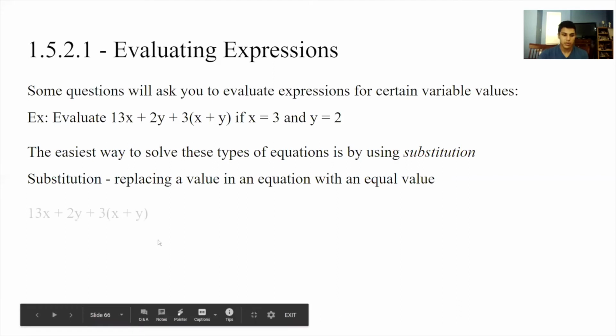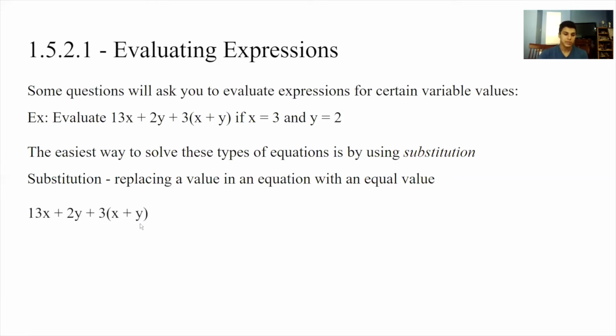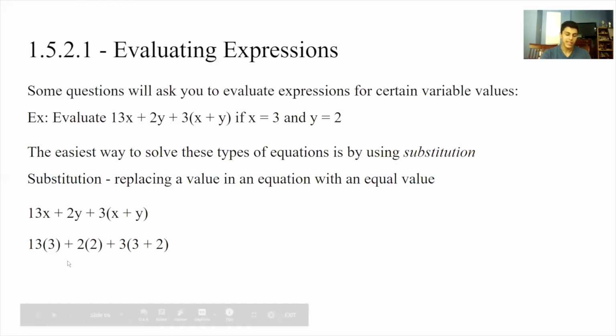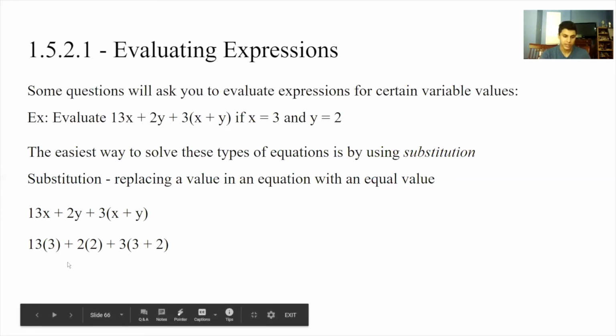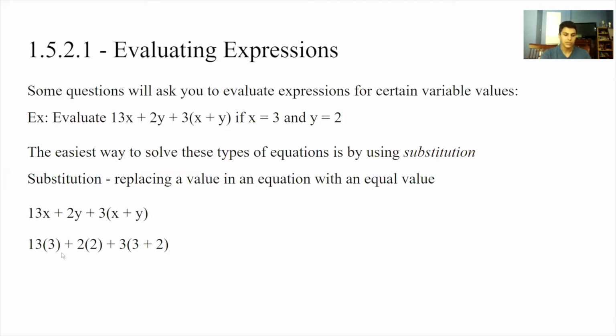So in this example, I would turn 13x plus 2y plus 3 times (x plus y) into 13 times (3), because x is 3, and make sure you put these in parentheses, because otherwise you might get confused or you might not know exactly what to do first. This is definitely a problem that I had. I sometimes don't put substitution values in parentheses, and then I end up screwing up the equation, and it's really bad. So just make sure you put these in parentheses so you know exactly what you're substituting in.